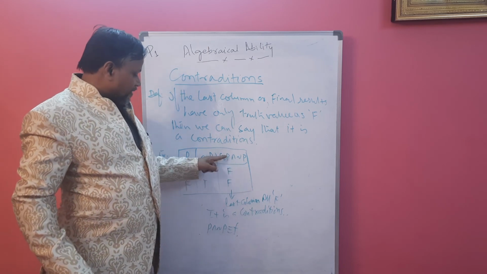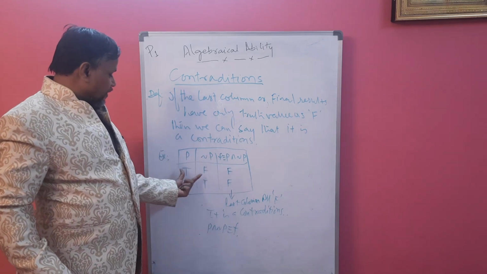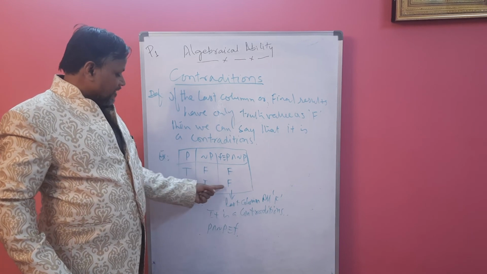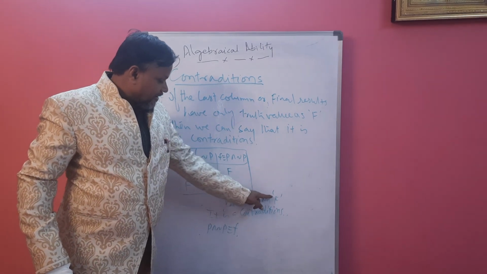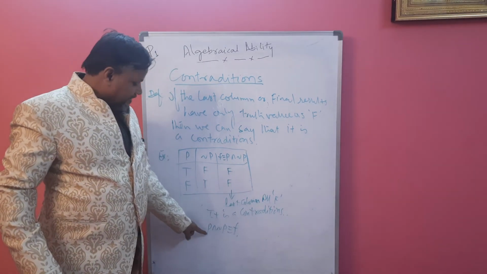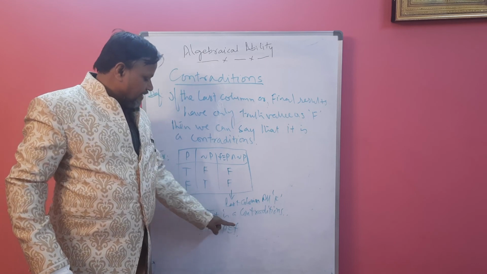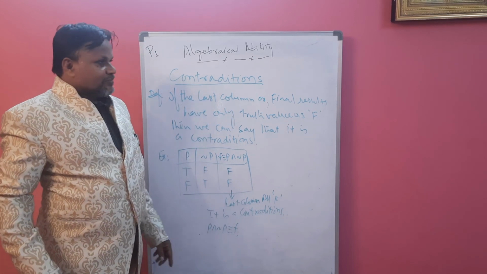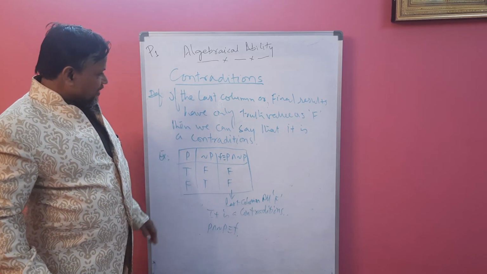Now we have to take conjunction between P and negation P. Both are true? No, then false. Both are true? No, then false. The last column, this is our result. Last column, all are F's. So it is a contradiction. Now it's a common known value: P and negation P is always F. Small f represents contradiction. So these are the complete statements chapter we completed. Thank you.